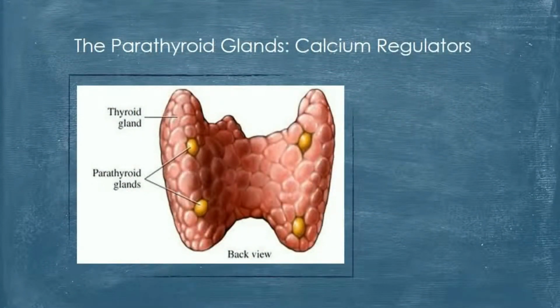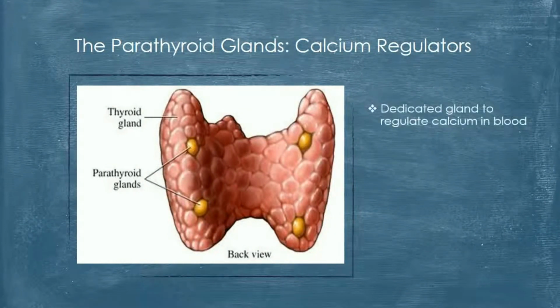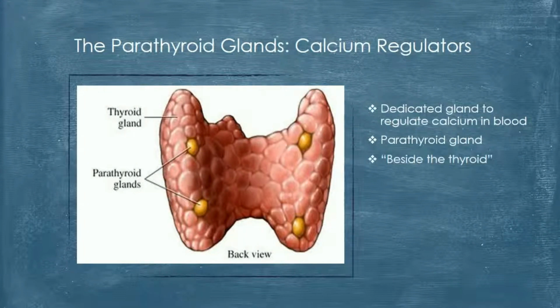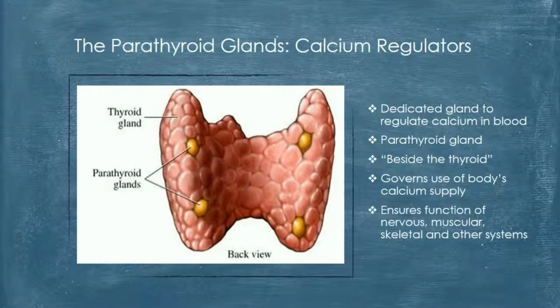Though you may have heard that calcium is of the utmost importance, it may have escaped your attention that your body has a gland solely dedicated to regulate calcium in the blood and control vital bodily functions. Called the parathyroid, meaning beside the thyroid, this gland governs the use of what calcium supply your body has to ensure function of nervous, muscular, and skeletal systems, to name but a few.